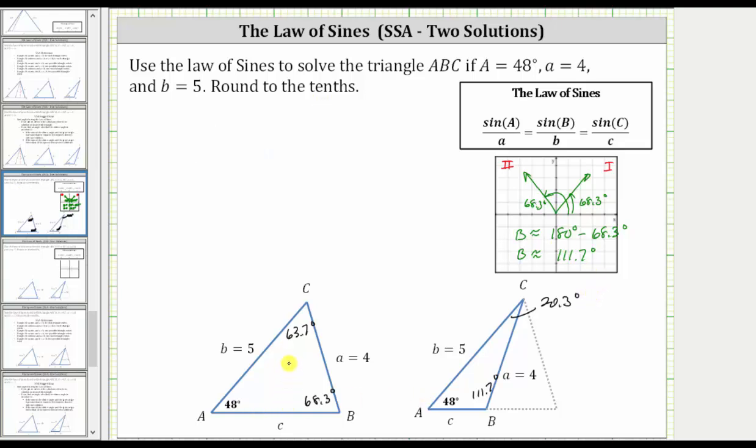Going back to the first triangle, let's be sure to use the angle of 48 degrees since this angle is exact. Let's begin with the sine of 48 degrees divided by 4 must equal the sine of 63.7 degrees divided by C. And now we could cross multiply. Let's go ahead and multiply both sides of the equation by the least common denominator, which is 4C.